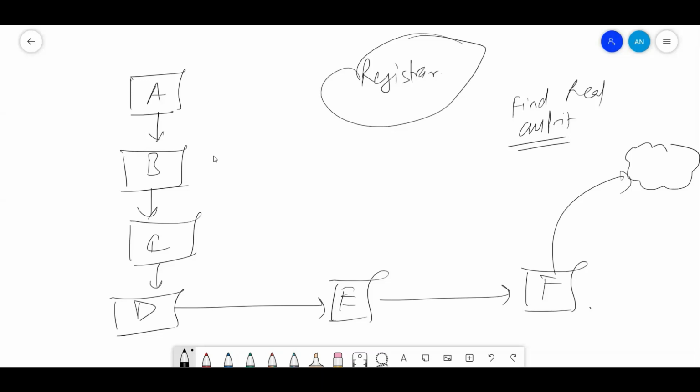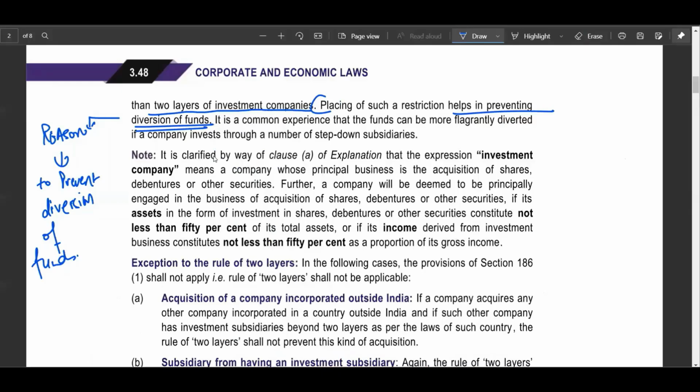So they had to implement a section which prohibits the layering part. That is A, B, and C. This is the maximum combination that can be done simply. All right. The maximum number of investments that can be done is up till C only. All right. That is why this section was introduced. I hope you understood. All right. So now let's discuss other things.